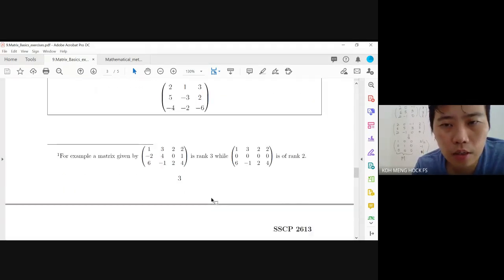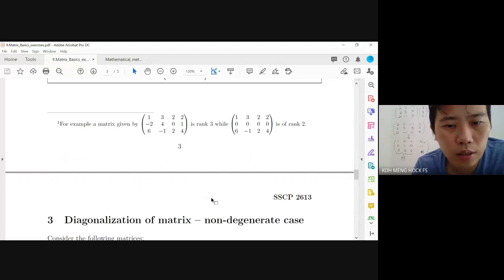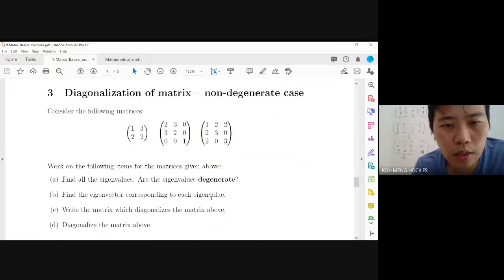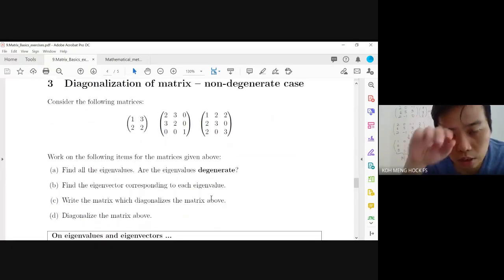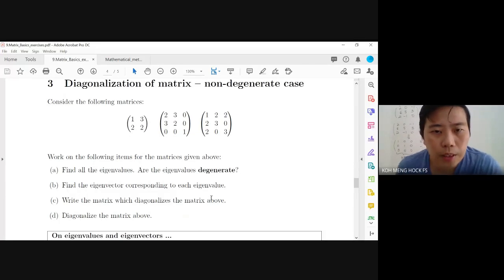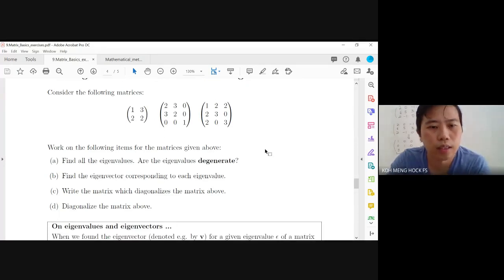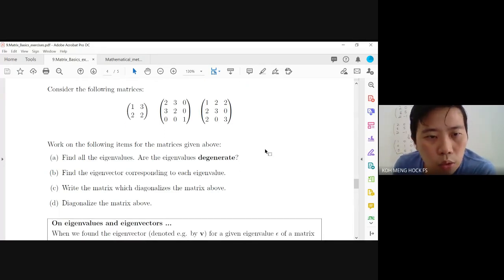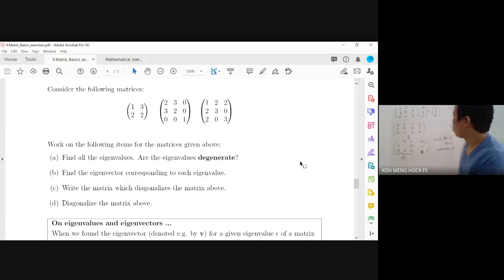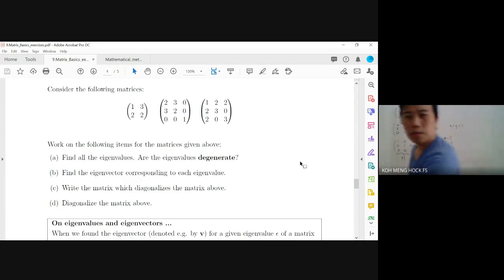So this is the example. Then the last one is to diagonalize the matrix. Here, you want to diagonalize the matrix. You should be able to do that. You have learned how to diagonalize a matrix, right? So let me see. Should I show this?